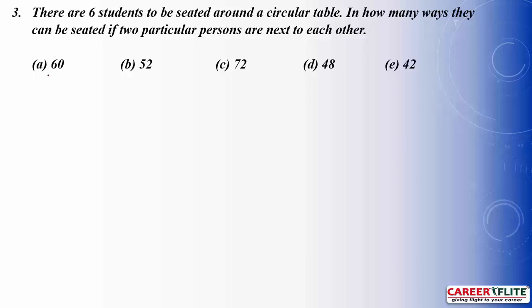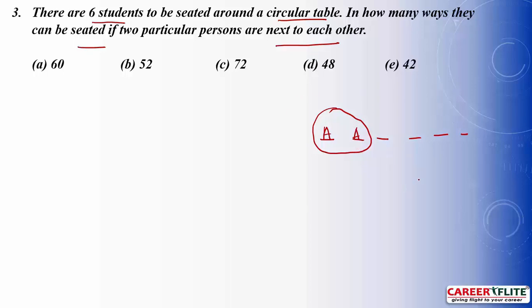In this question we have: there are 6 students to be seated around a circular table. In how many ways can they be seated if 2 particular persons are next to each other? Here there are 6 students, 1, 2, 3, 4, 5, 6. In this case, 2 particular students will always be seated together. So in how many ways can we arrange it?